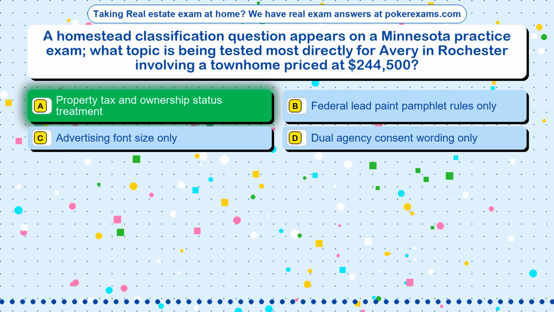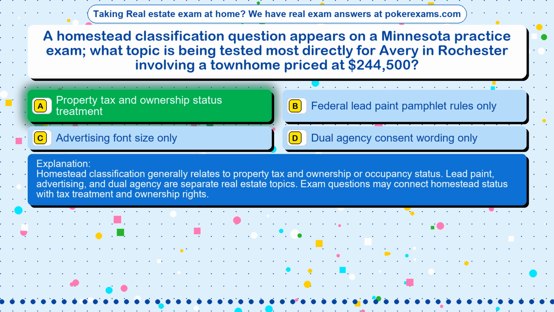The correct answer is option A, property tax and ownership status treatment. Homestead classification generally relates to property tax and ownership or occupancy status. Lead paint, advertising, and dual agency are separate real estate topics. Exam questions may connect homestead status with tax treatment and ownership rights.